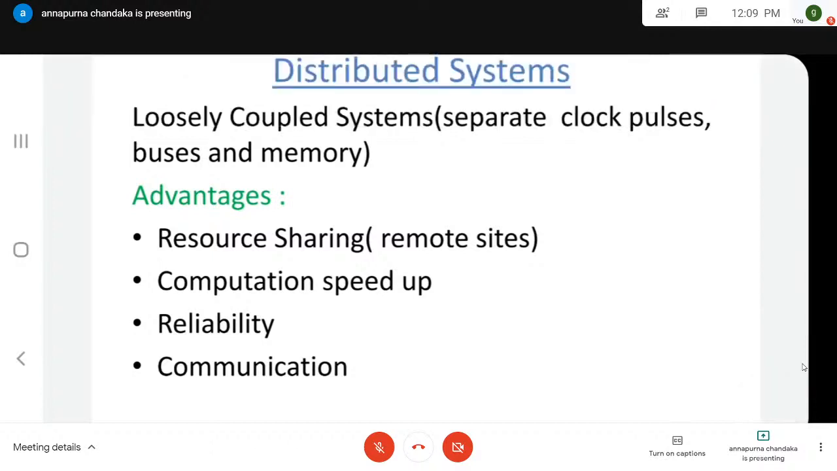That is computation speed up. A computation can be distributed to all the CPUs at the same time. If you want to take it technically, let us take a file having 100 records. I need to update each and every record. If one processor is responsible for taking one record, making an updation, then taking the second record, making an updation, it will take so much time.